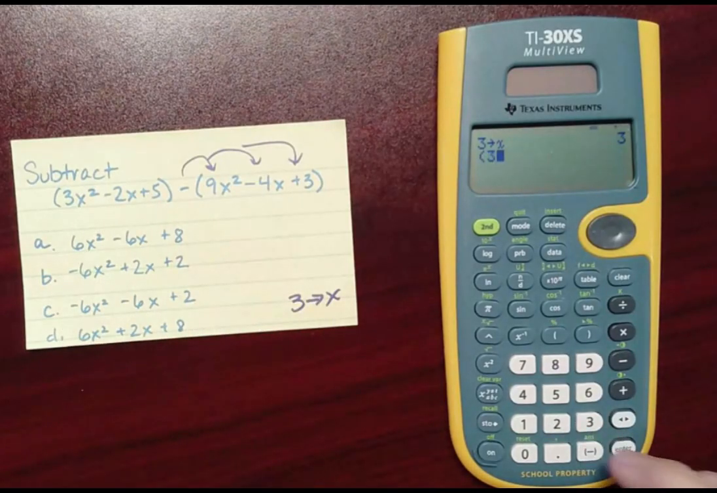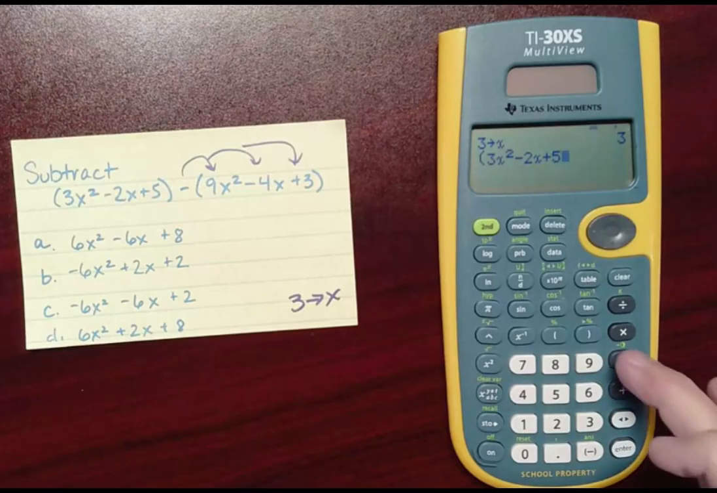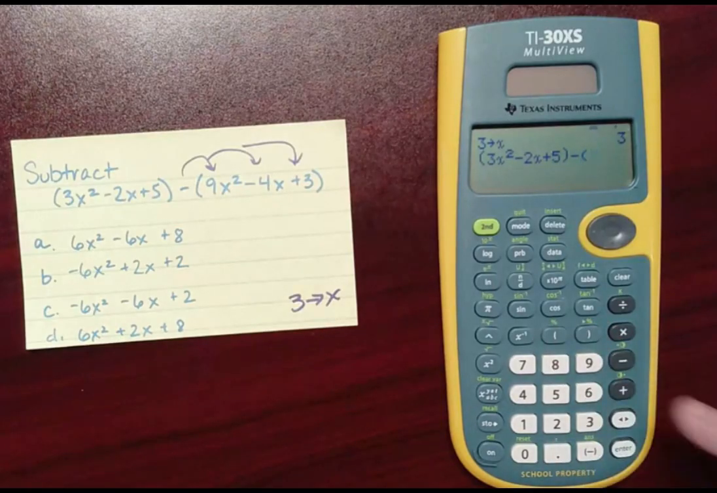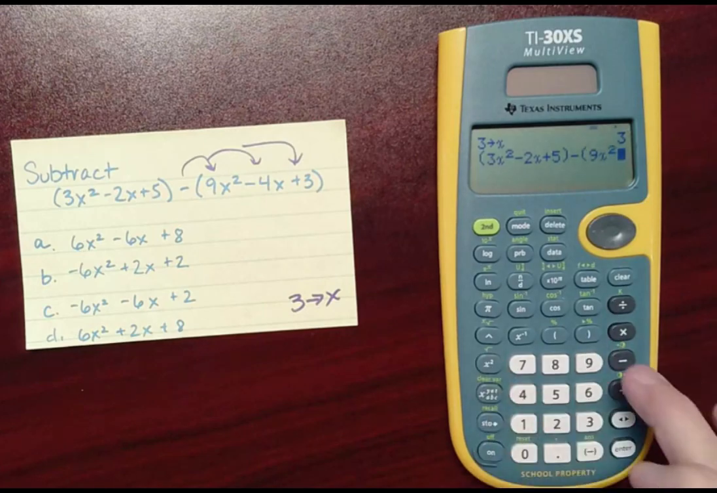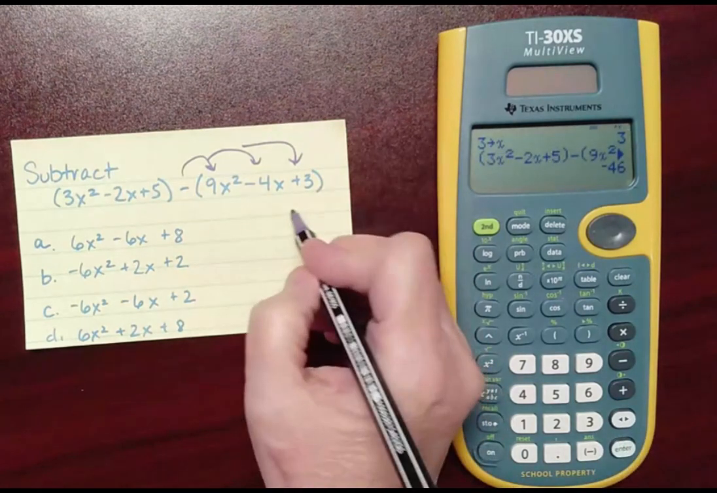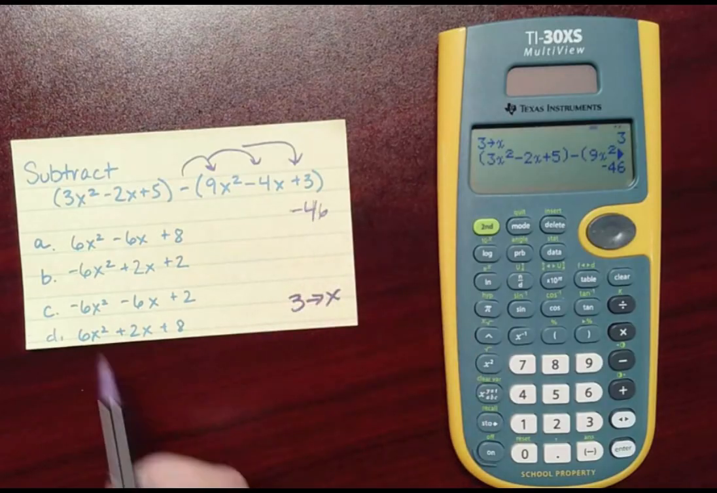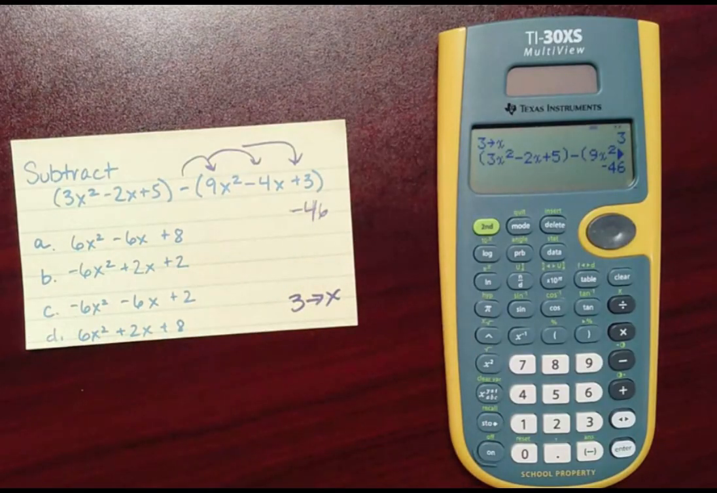Parentheses 3x, add the exponent of 2, minus 2x plus 5. Close your parentheses, minus, open the next parentheses, 9x squared minus 4x plus 3. And close your parentheses. I'm going to hit enter. I'm going to get an answer of -46. Now we're just going to type our answer choices until we get the one that gives me -46.